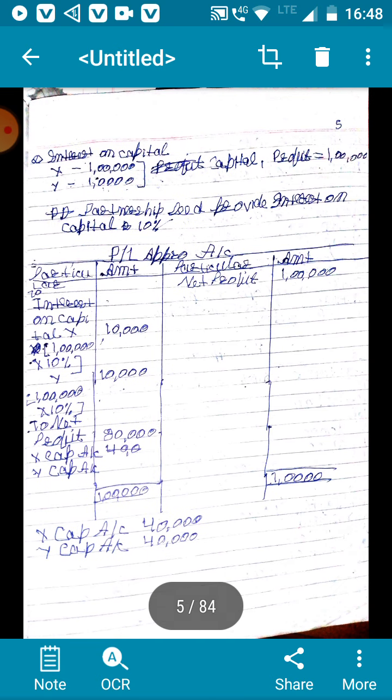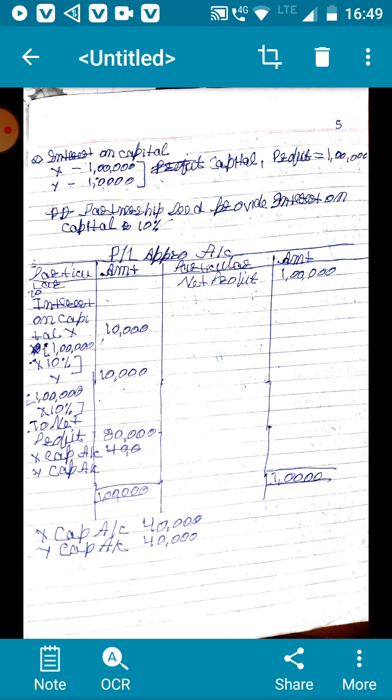Interest on capital. How will we treat interest on capital in the profit and loss account? Let's look. There are two partners, X and Y. X has capital of 1 lakh and Y has also capital of 1 lakh.